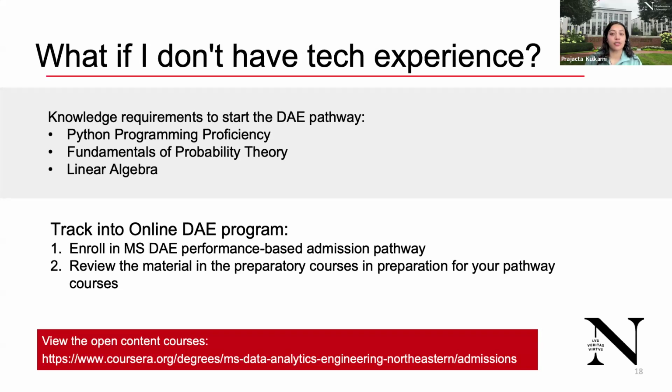So if you don't have technical experience, if you don't have a STEM degree, what happens? You can still submit your FAST app. You can still sign up for your one or two performance-based admissions classes. We do have a series of preparatory courses that we've created to help students be successful in the program. So we would just advise that you review the material in those preparatory courses as part of being prepared for your classes in January. If you have more questions about that, feel free to send us an email or a text and we can walk you through the options. We can walk you through which classes you might want to pay a little bit more attention to. But basically we require that you have knowledge of Python programming, fundamentals of probability theory, and linear algebra.